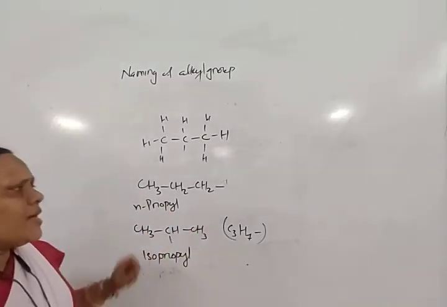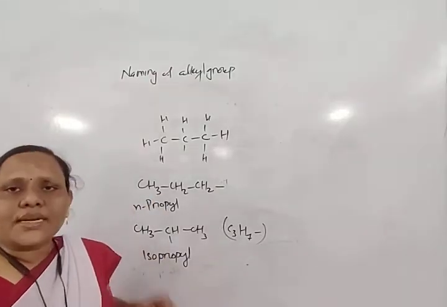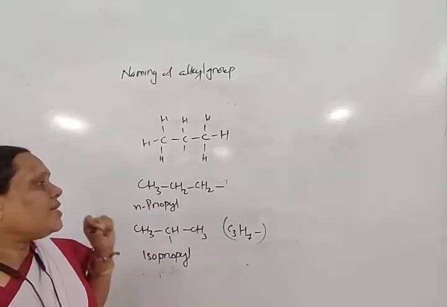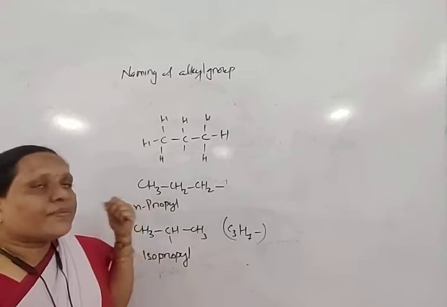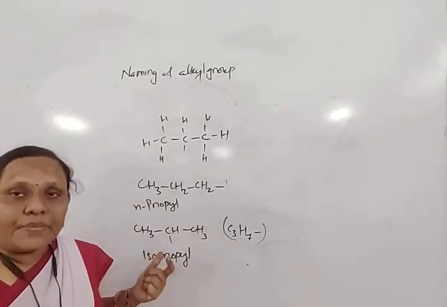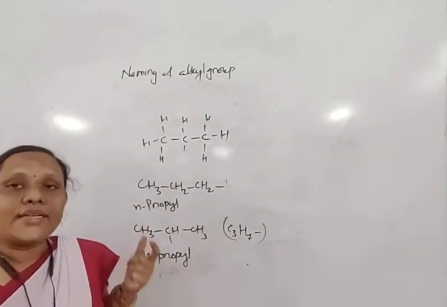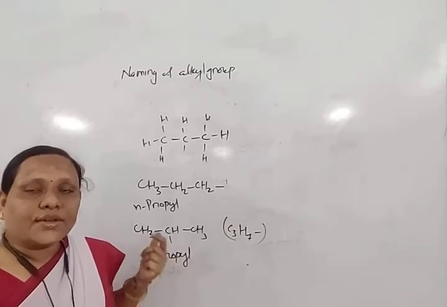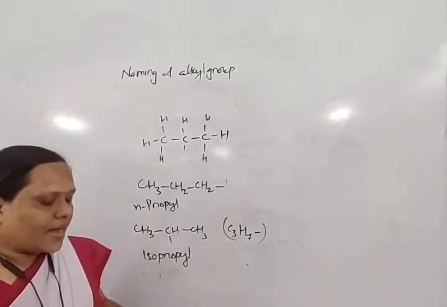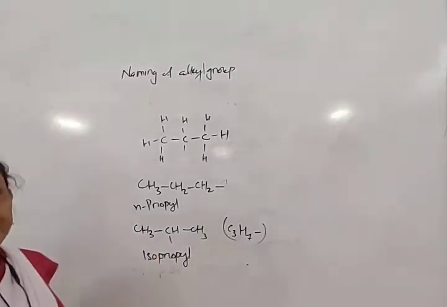And these carbon atoms and hydrogen atoms are classified into different types depending upon how these carbons are attached to other carbon atoms. So these carbon atoms are classified as primary, secondary and tertiary. Okay.